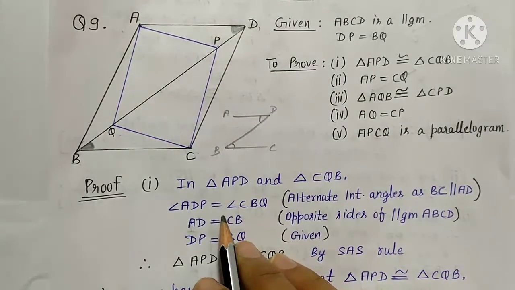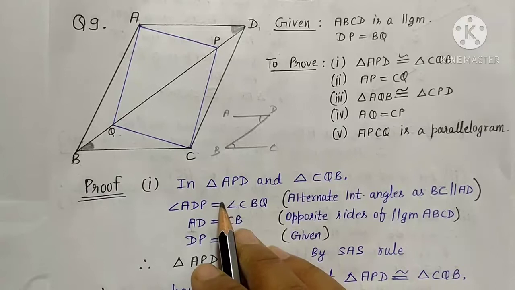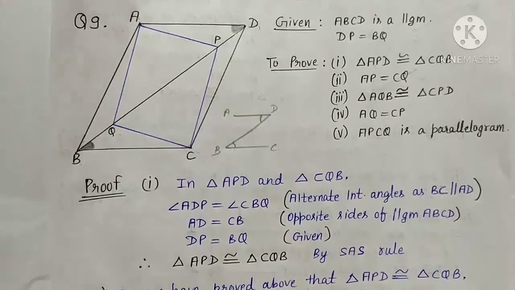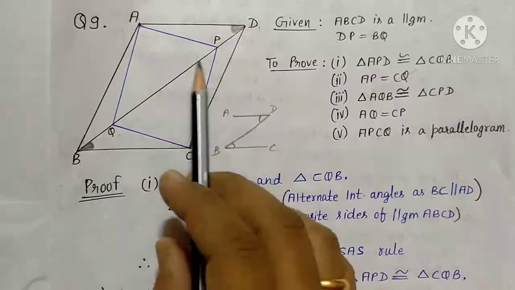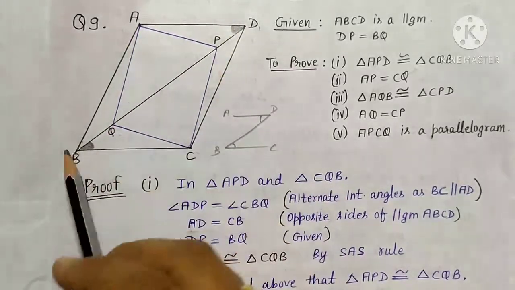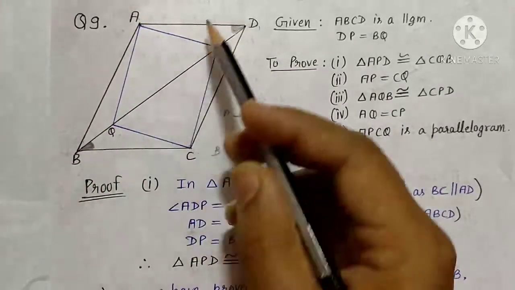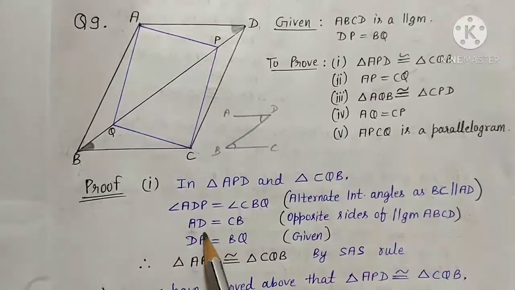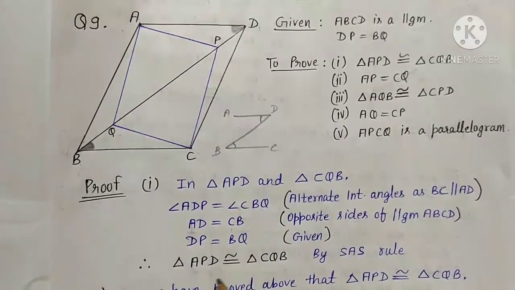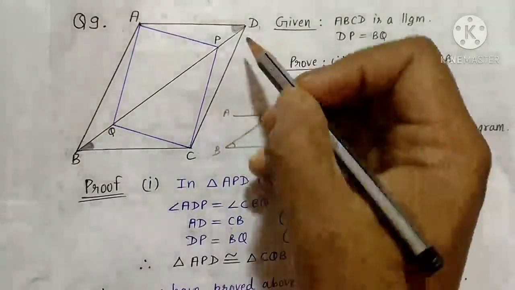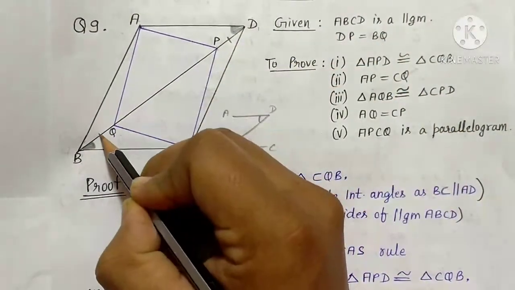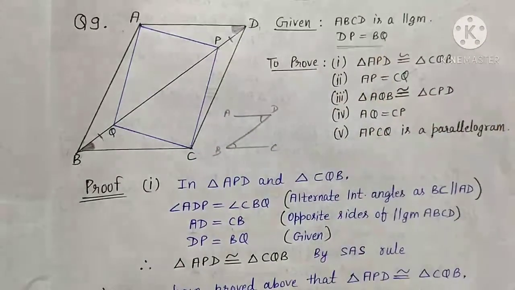Now, AD is equal to CB. Why? Because it is given that ABCD is a parallelogram, and in a parallelogram opposite sides are equal. So opposite sides of parallelogram ABCD are equal. And lastly we said that DP is equal to BQ, as it was already given in the question, as you can see here. So we have written given.